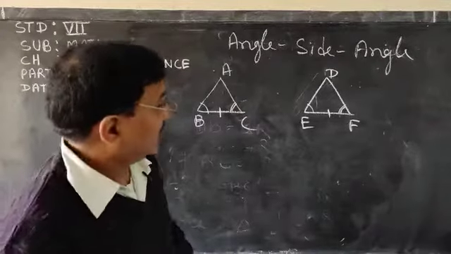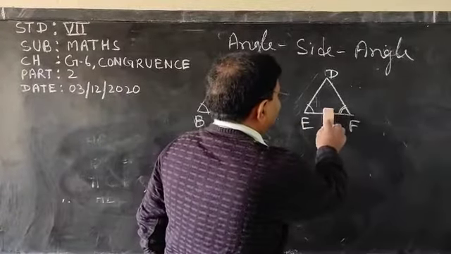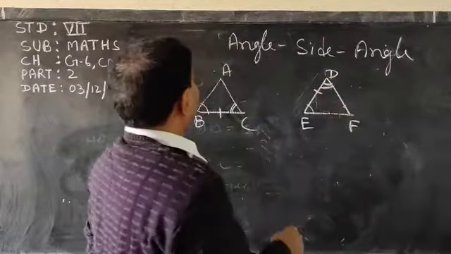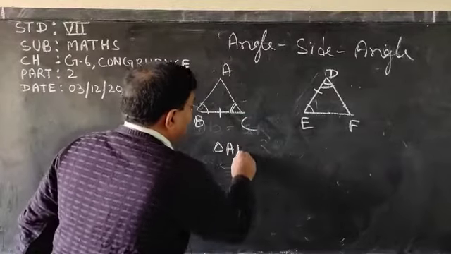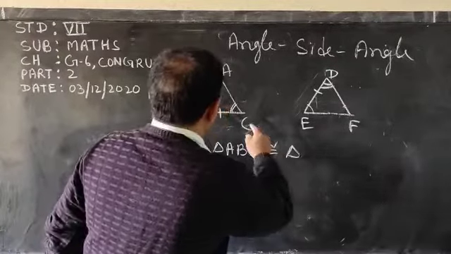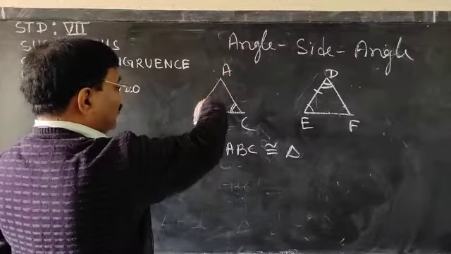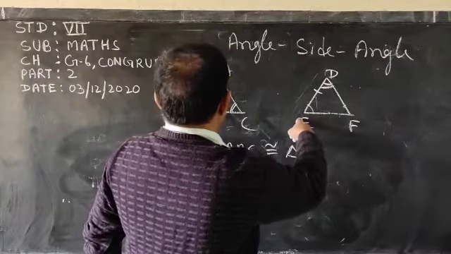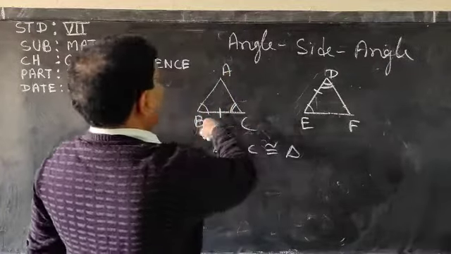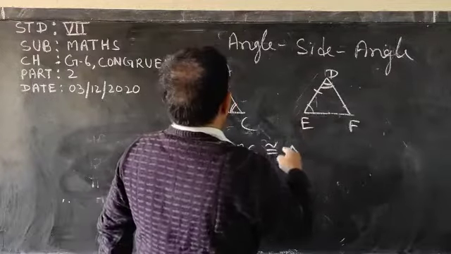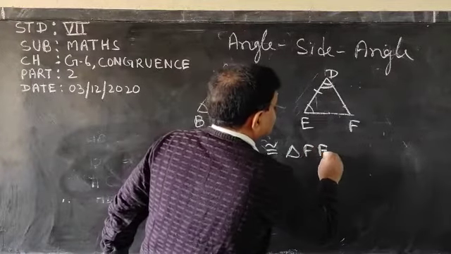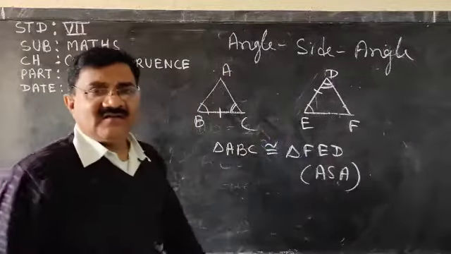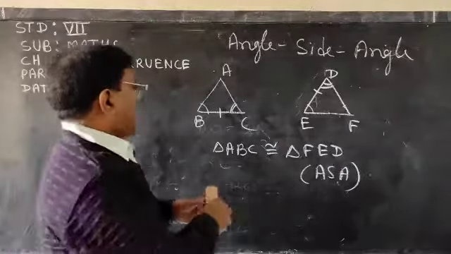If I change the names, you can write it also. Suppose I am writing like this. Then what will you write? Triangle ABC is congruent to triangle. See here, AB has no mark, no mark, single mark, FE, then D, ABC, FED by ASA. Understood? Next, RHS.